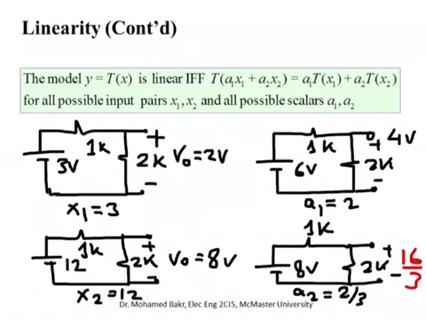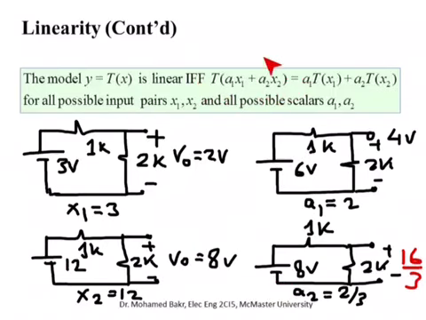Okay? Now, let's see how we apply this equation. We applied x1, which is 3 volts. We got T of x1, which is equal to 2 volts. We applied x2, which is 12 volts. We got T of x2, which is equal to 8 volts. If we form a combination, which is A1 x1 plus A2 x2, A1 x1 is 6 here, 2 multiplying 3. A2 x2 is 8, which is 2 over 3 multiplying 12. If you sum these two, 6 plus 8 will give you 14.